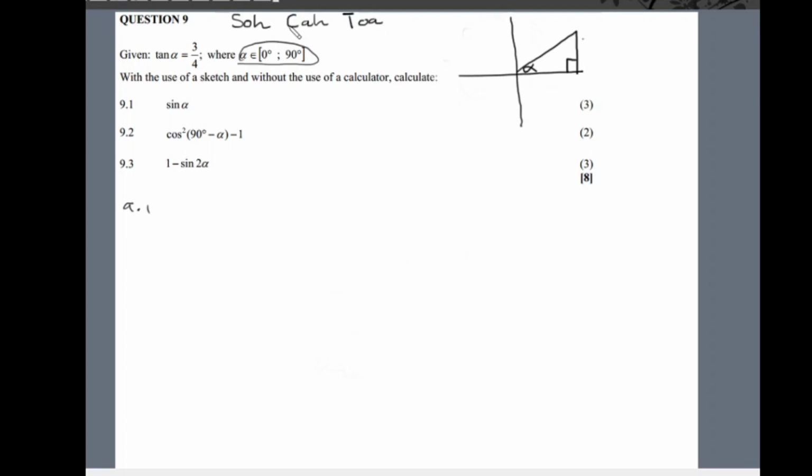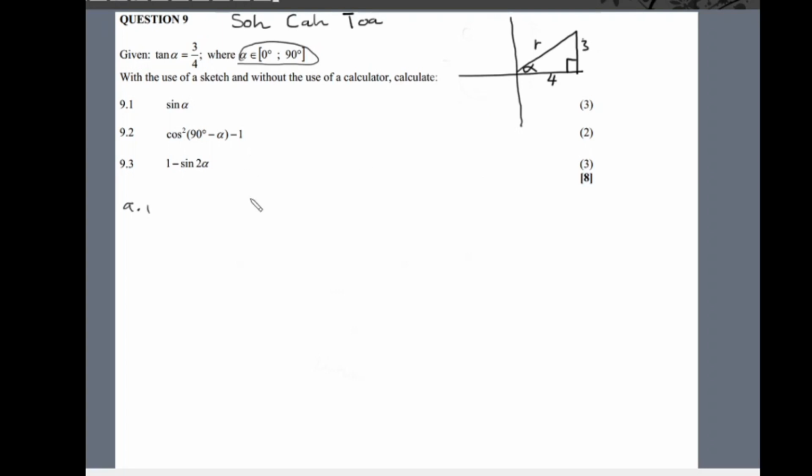So from this mnemonic SOH CAH TOA, you can remember the definitions of the trigonometric ratios, right? Again, remember what the hypotenuse is, that side which is opposite the right angle, and then the adjacent side is the side which is next to the angle. The opposite side is the side which the angle is facing, right? So now because tan alpha is opposite over adjacent, and then we are told that tan alpha is 3/4, it means that here we will have 3 and here we will have 4, right? And then we can now calculate the value of our hypotenuse, right?